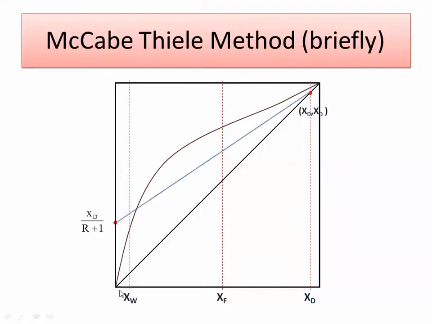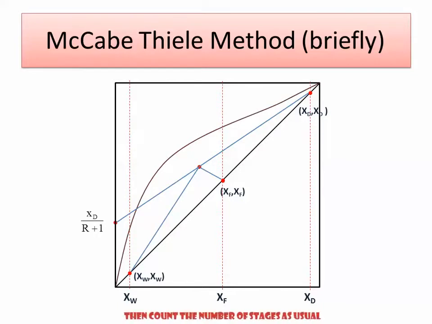And then you should know that there is a Q line which starts with the feed, and then it depends on which phase the feed is in, and then you draw the line using the slope, and I'll go to this in a few slides. And then you get the intersection of the top and bottom sections from that point, and then you use it to draw the bottom section line by connecting this point to the XW and XW point. So then you can draw the stages as we saw last time.